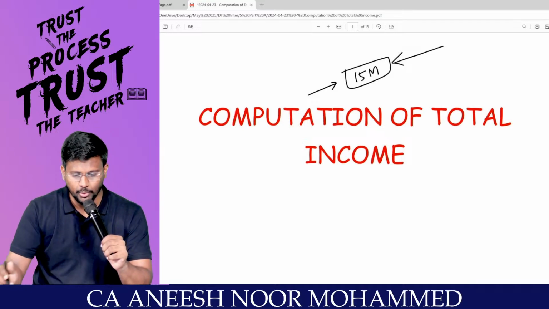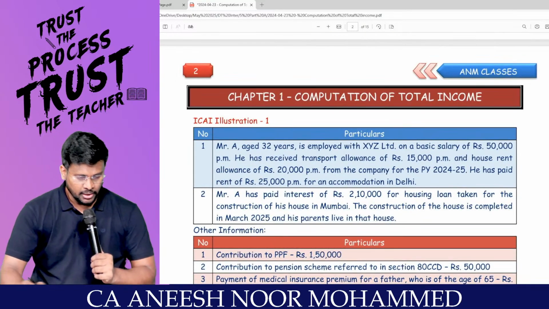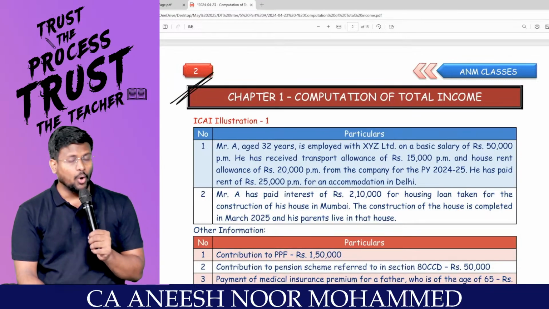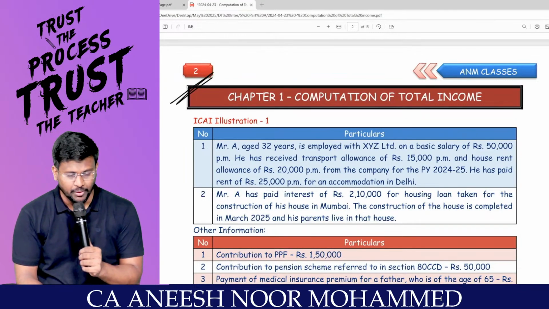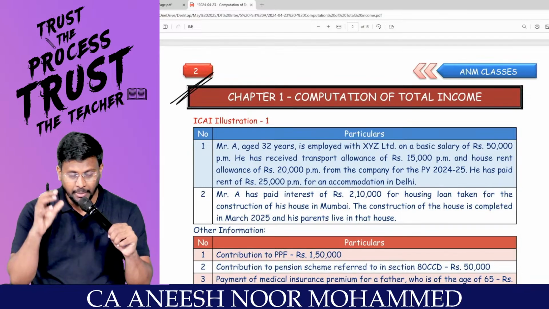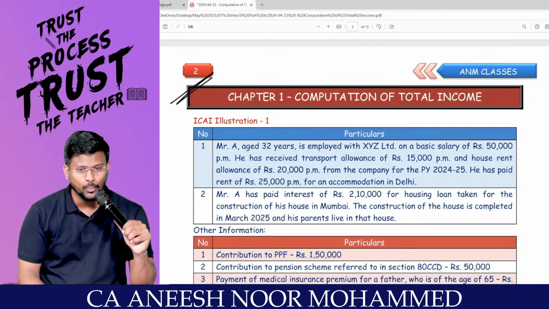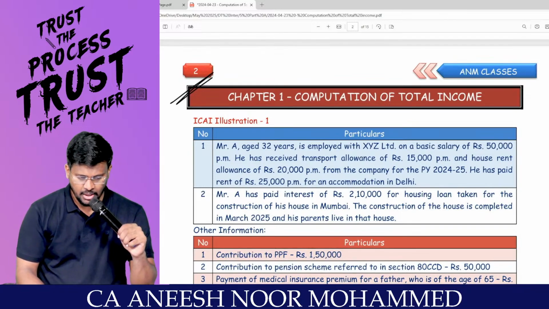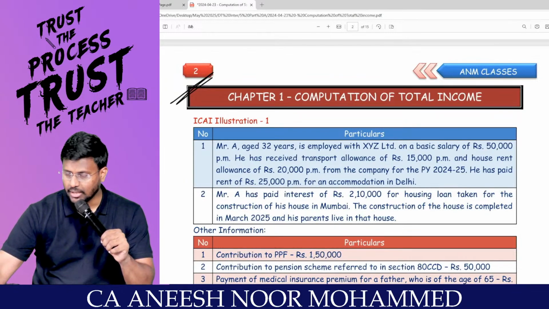Prepare computation of total income. From that I will give you how to prepare the computation of total income, sir, by doing 4 questions. Can we? Shall we start the proceedings?